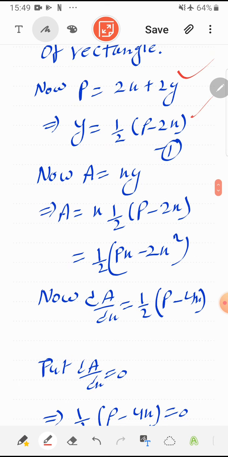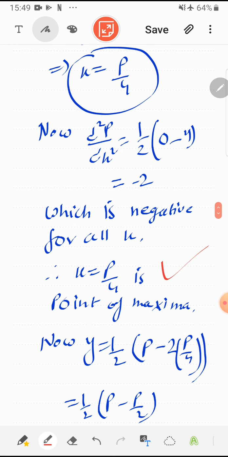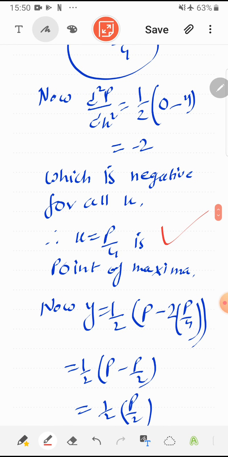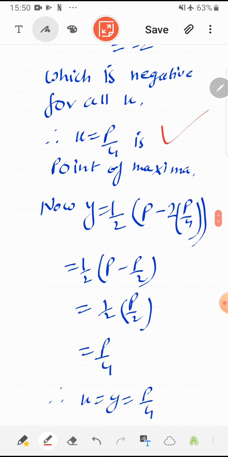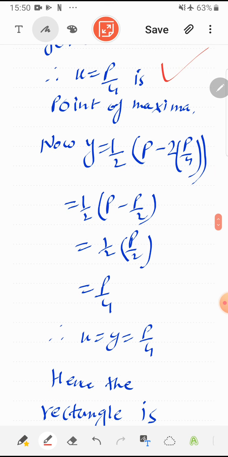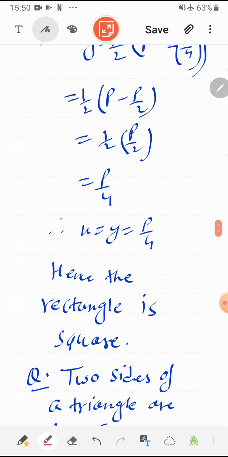Y we have written by equation number 1 this. So let us put x here. So it becomes half into p minus 2 times p by 4, or after simplification it is p by 4. That means length is equal to breadth. So that means the rectangle is a square because length is equal to breadth.